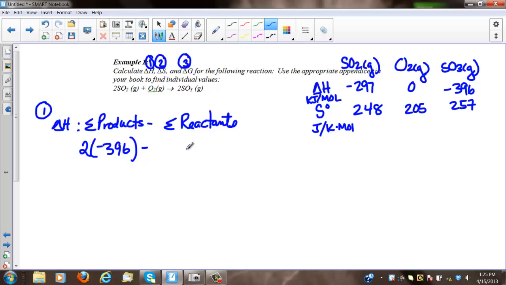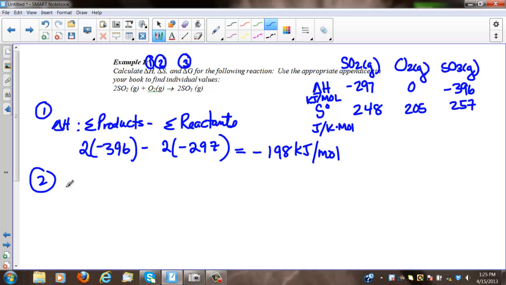O2 gas is in its standard state, so that's a 0. And we have SO2 with a value of negative 297, and there's 2 of them. So minus 2 times negative 297. And if we do the simple math on this, we're going to get negative 198 kilojoules per mole.